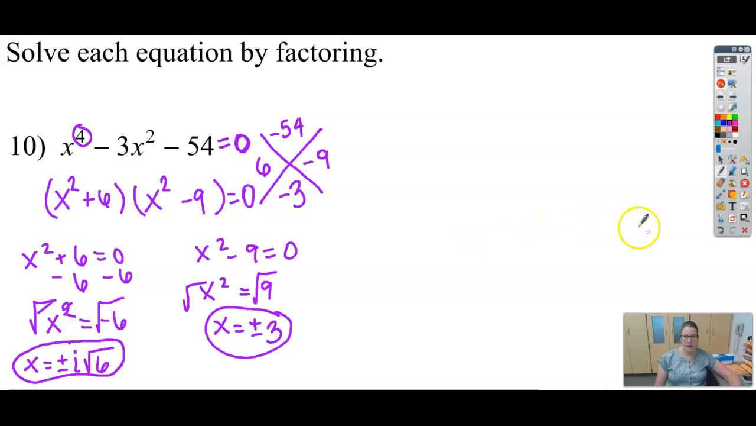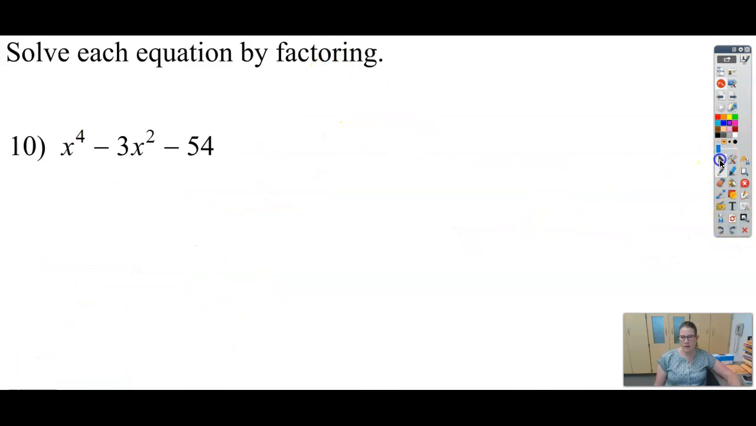Okay. I'm going to just do one more example here. I'm thinking if you would like to, it would be a good idea to pause the video and try this on your own first, and then come back and watch the rest so that you can see if you did it correctly.